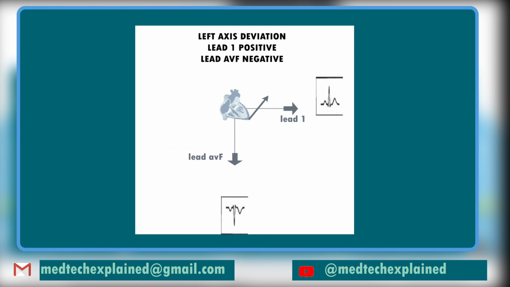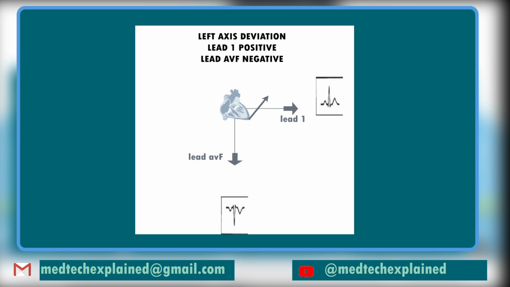What does that mean exactly? The current will now be moving more towards lead 1, but will be moving away from lead AVF. Therefore, in left axis deviation, lead 1 will be positive, whereas lead AVF can be negative. And as the QRS wave in lead 1 is positive and the QRS in lead AVF is negative, it will appear on the ECG as if they are looking away from each other or repelling each other.